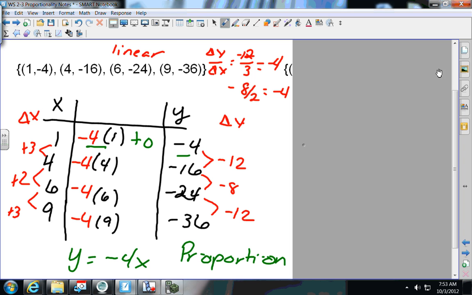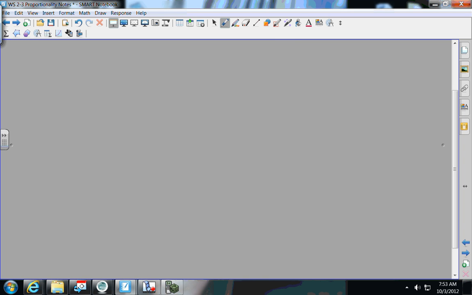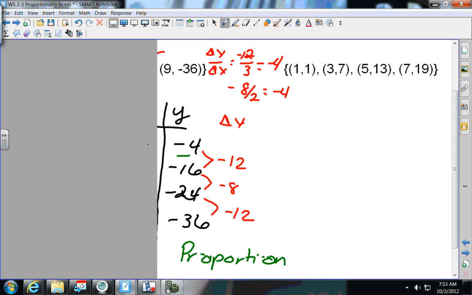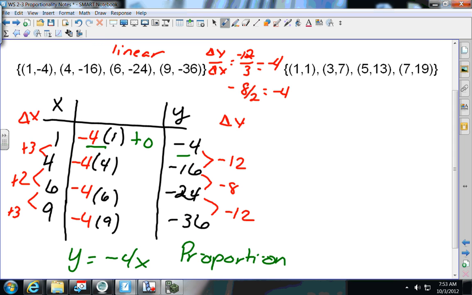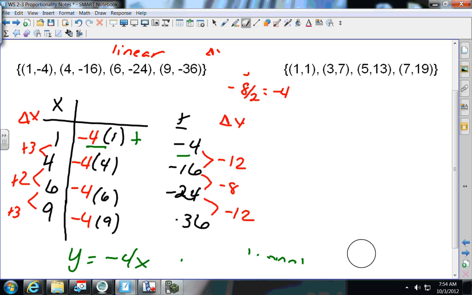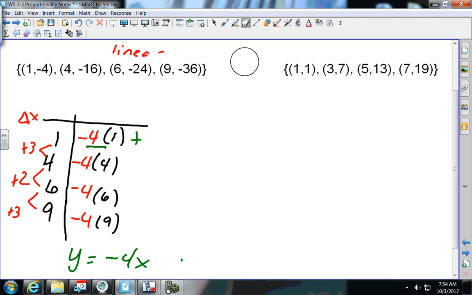Let me go over here. It is proportional. Okay? It's proportional because it's linear and it has a constant of 0.